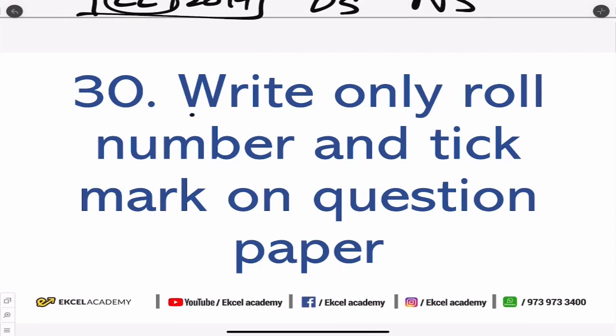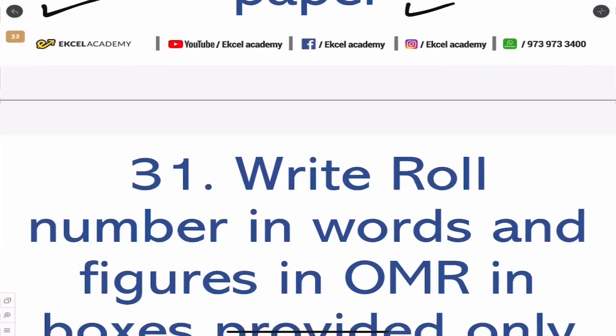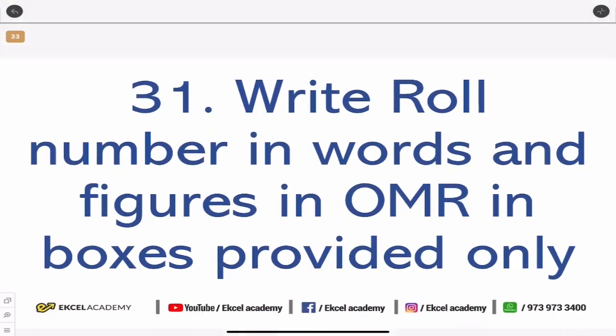Then write only the roll number and tick mark on the question paper. Don't write anything else. When you have written some question, you can tick like this, okay, I finished writing, or you can even do like this. But don't write anything else. The question paper should have only the roll number and the tick mark.